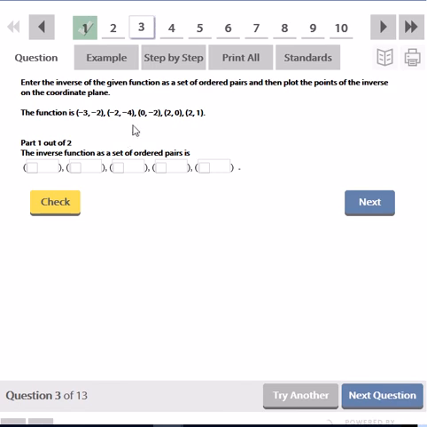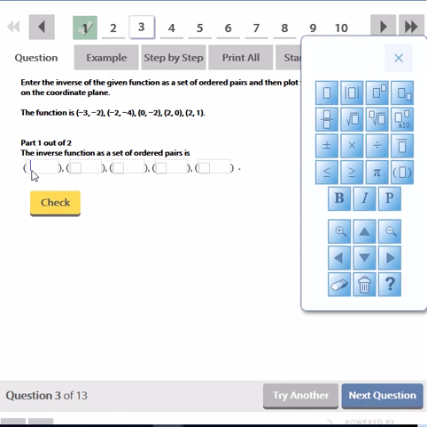On this next one, they give us a set of ordered pairs, and they ask us for the inverse. So all we're going to do is switch the x's and the y's. Don't change the signs, just switch the x's and the y's. So instead of -3, -2, we have -2, -3. On the next one, -4, -2. Then -2, 0. Then 0, 2. And then 1 and 2.